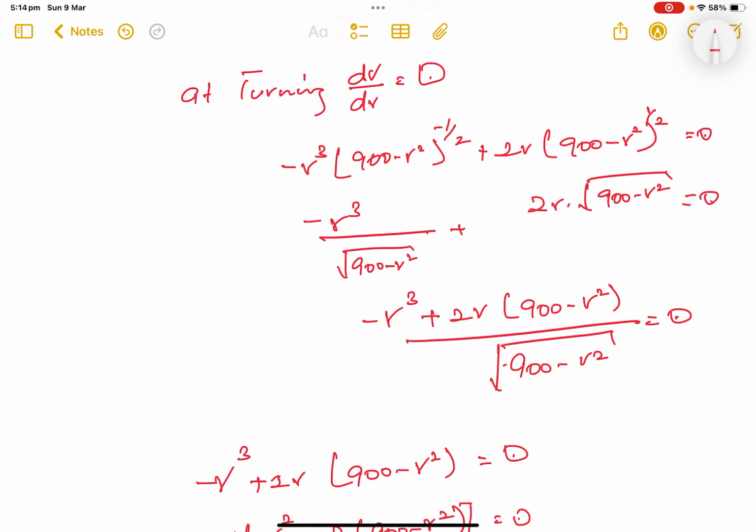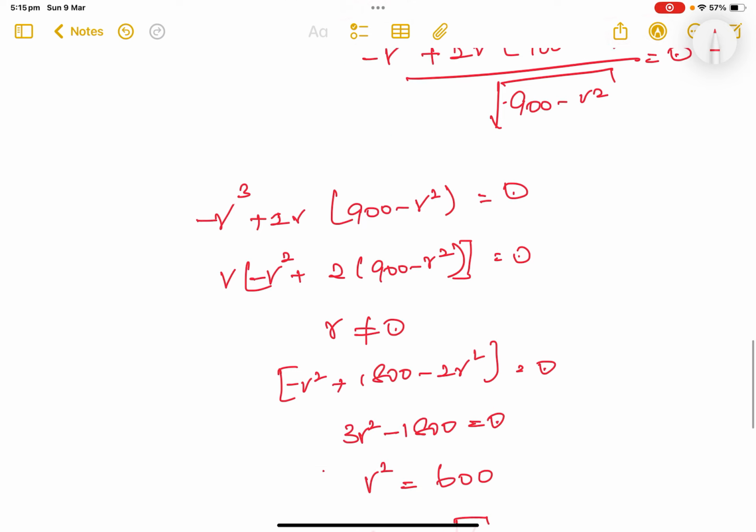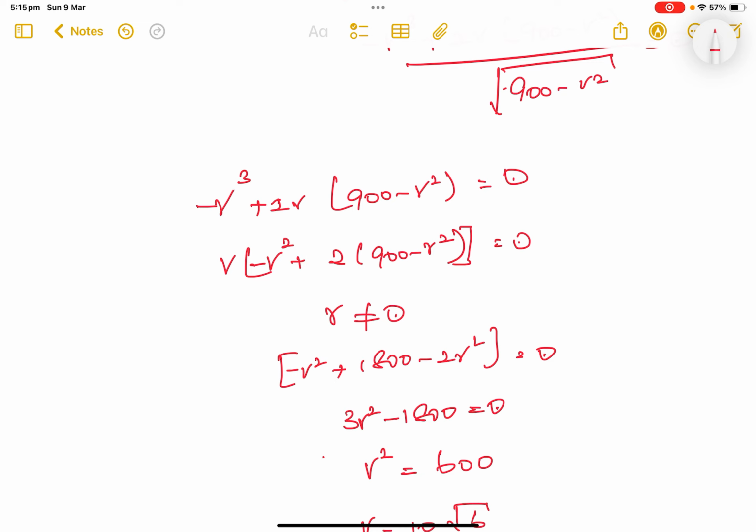If we take that, here on the first one, just minus r cubed. The second one, 2r times 900 minus r squared, because root of 900 minus r squared times another root of 900 minus r squared, the root is removed, so 900 minus r squared. So that equals 0. And then the denominator, ignore it. What we have is minus r cubed plus 2r times 900 minus r squared equals 0. And if I take r out, minus r squared plus 2 times 900 minus r squared equals 0.